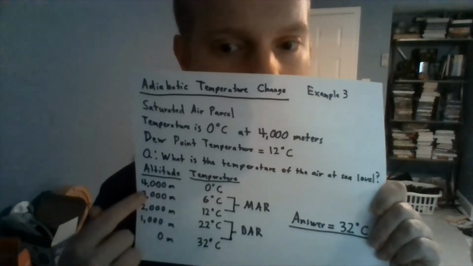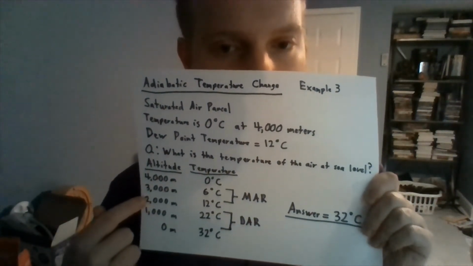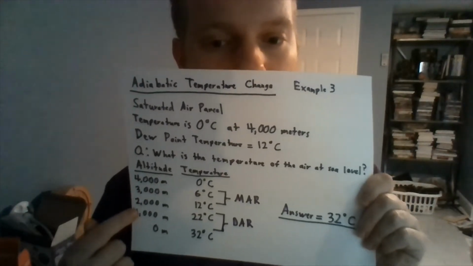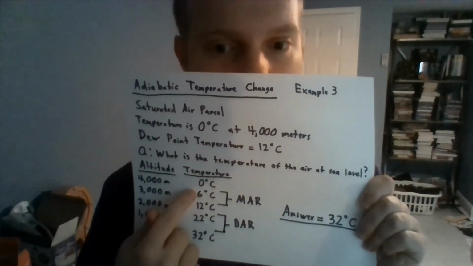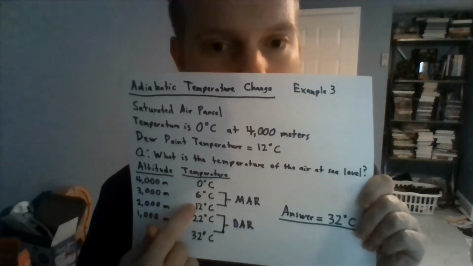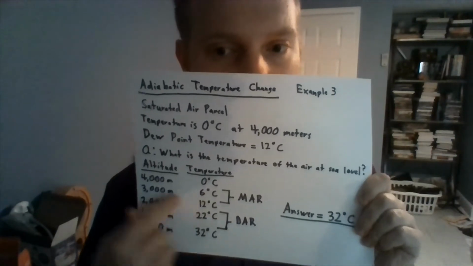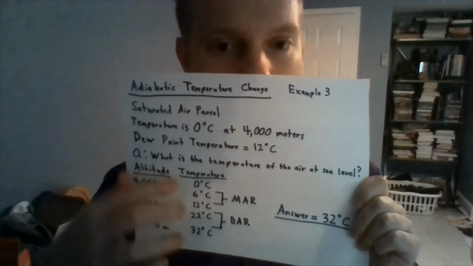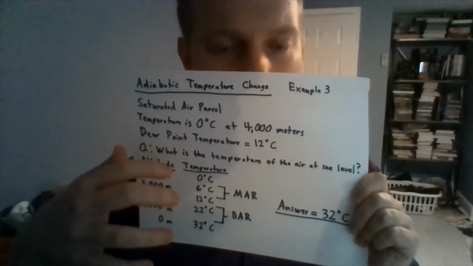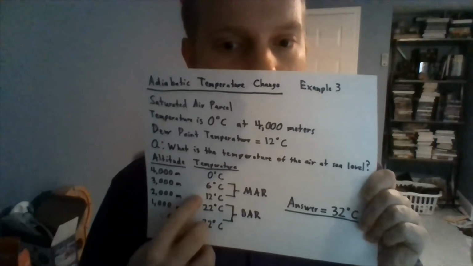Then we repeat this step again for the next one. As we go from 3,000 meters to 2,000 meters, we add 6 degrees Celsius again to go from 6 degrees Celsius to 12 degrees Celsius. And now you've probably noticed that at 12 degrees Celsius, we've reached our dew point temperature. So the air that is saturated above this point, as we continue to descend in altitude, becomes unsaturated.